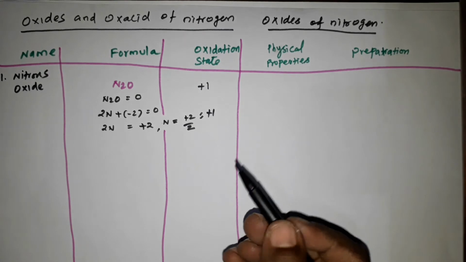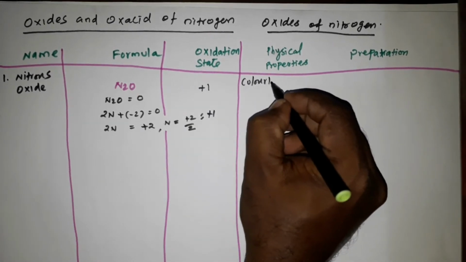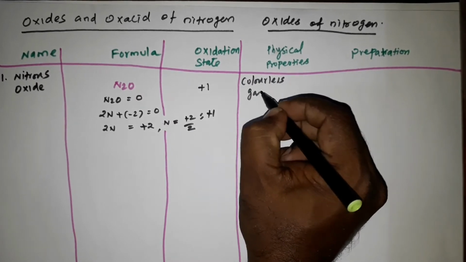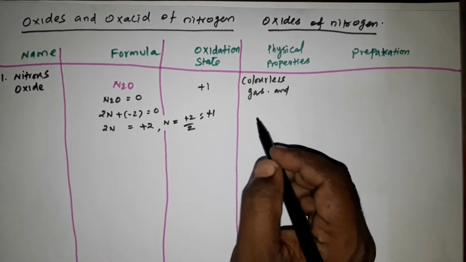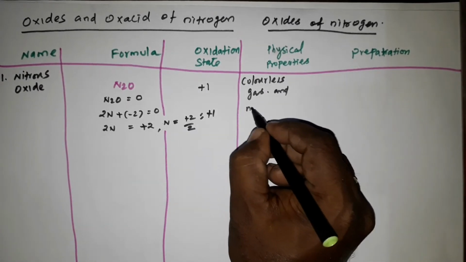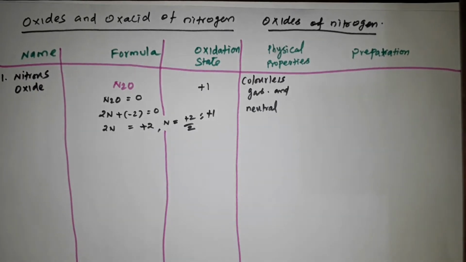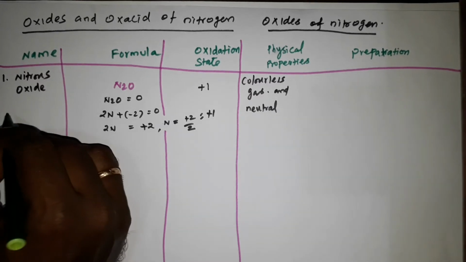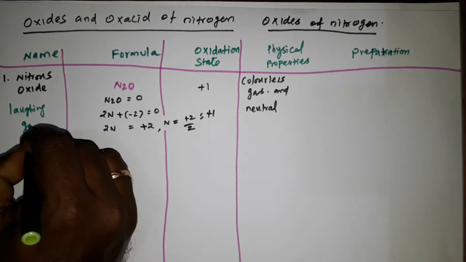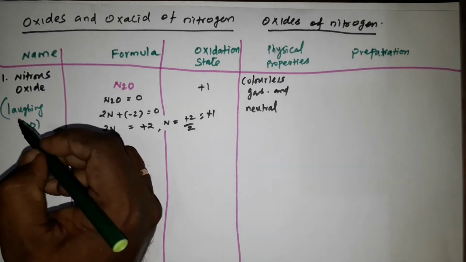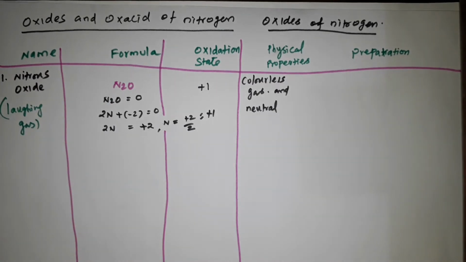Then physical property: it is a colorless gas. And it is neutral. It is neither acidic nor basic, so it is neutral. Then one more important point: this nitrous oxide is called laughing gas. You would have studied it in lower classes as laughing gas. So that is nitrous oxide. Next one is preparation.